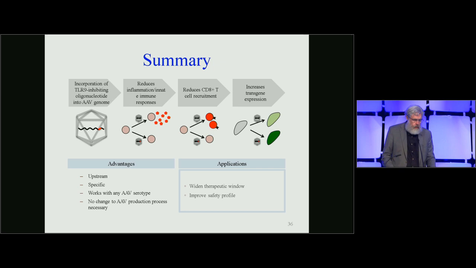So the summary for the second half of the talk is that we have this incorporation of a TLR9 oligonucleotide, just three repeats of the short telomere sequence, has this huge impact on the inflammatory response. It reduces CD8 T-cell recruitment and increases transgene expression, as we showed for human factor 9. I think the advantages and applications should be quite evident.